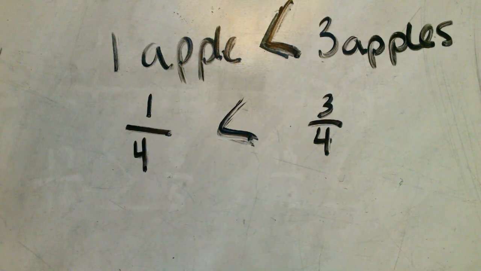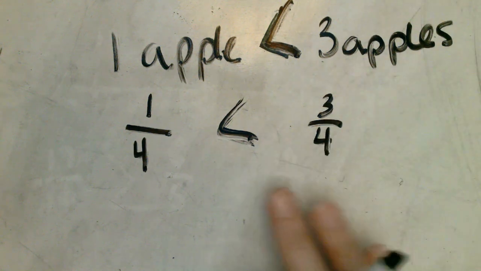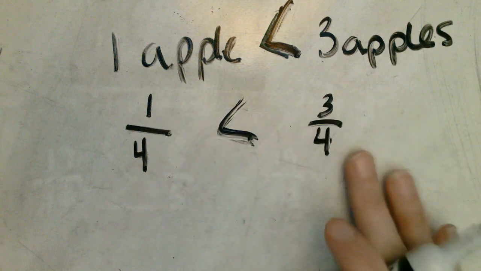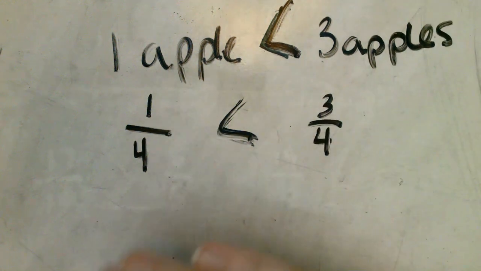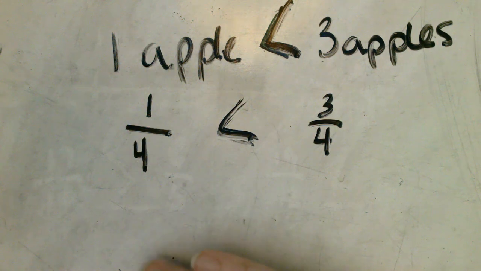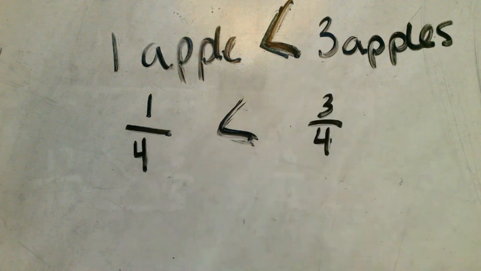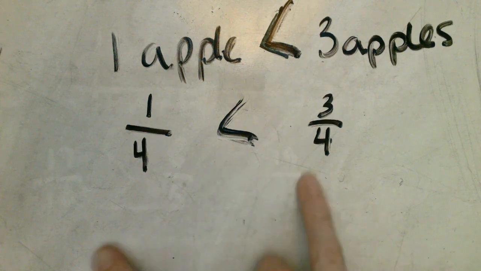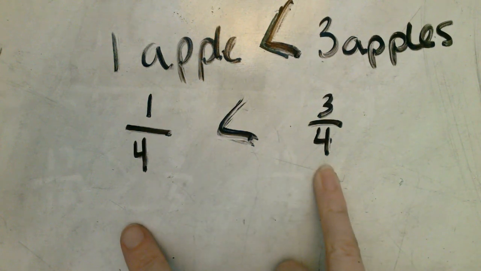If we look at these two statements, 1/4 and 3/4, the units are the same in each of them. One is apples and the other is fourths. We can compare the numbers of the fourths like we compare the numbers of the apples themselves. So it's an easy way for us to compare when the units are the same.